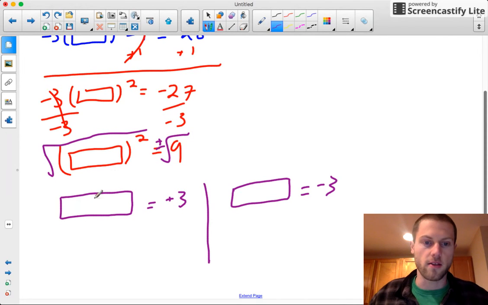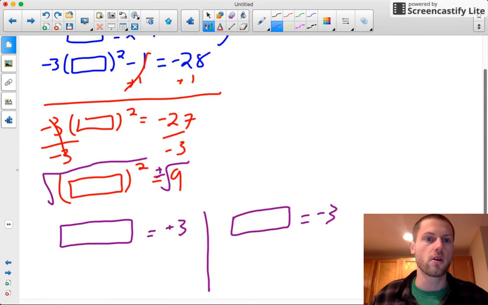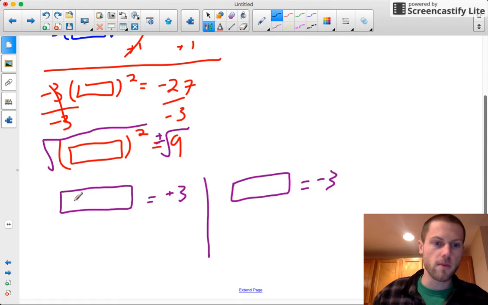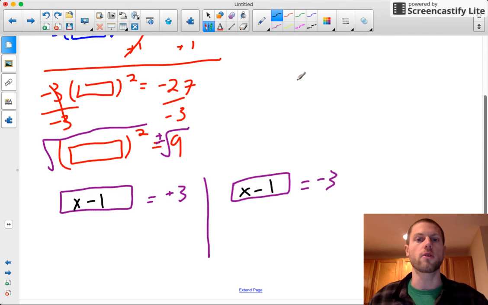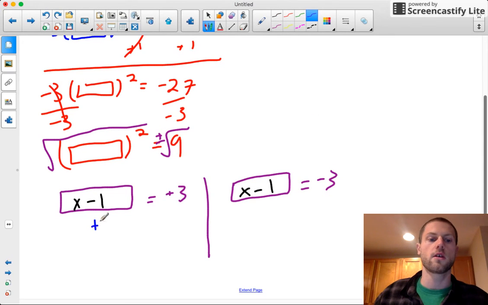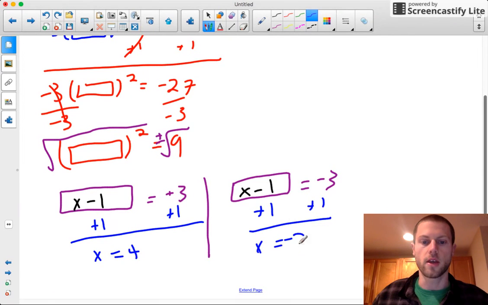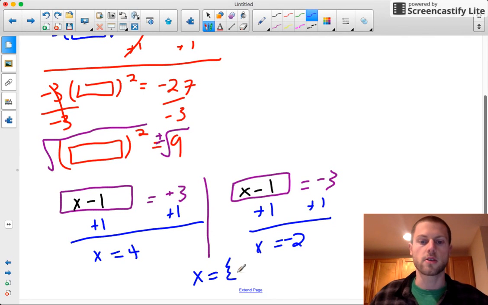Now, let's see. I've got this box all by itself, with two scenarios of what it could equal. Let's plug whatever that thing is back into the box. Okay, x minus 1. That means that x minus 1 could equal positive 3. x minus 1 could also equal negative 3. So let's solve for x in both of these scenarios. Over on the left, x could equal 4. And on the right, x could equal negative 2. Which means my solutions for this quadratic are x could equal either negative 2 or 4.